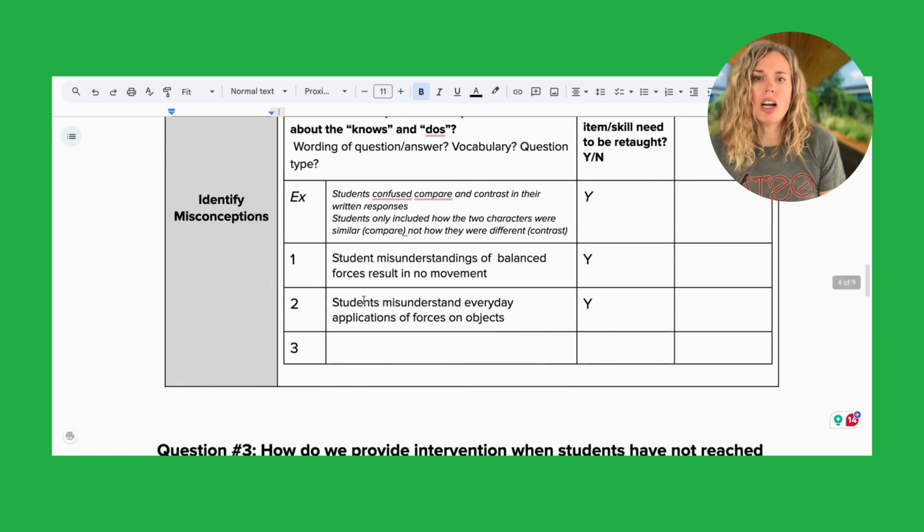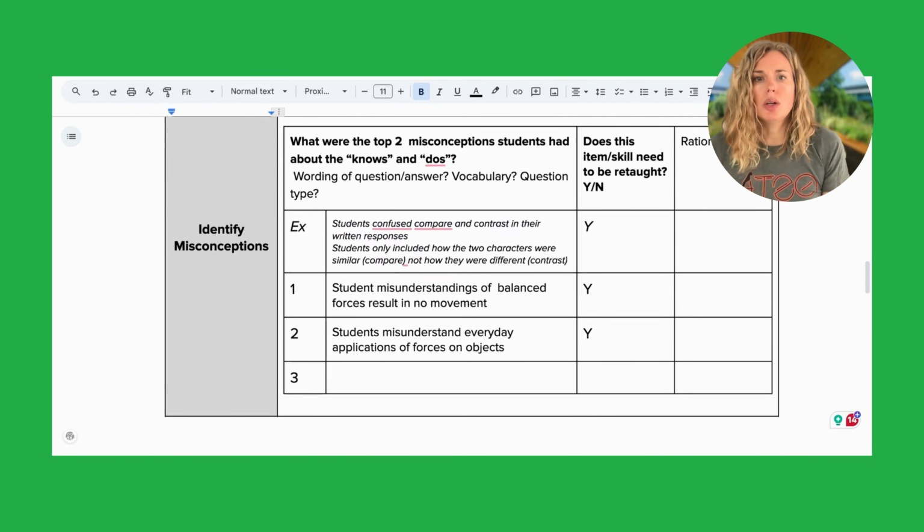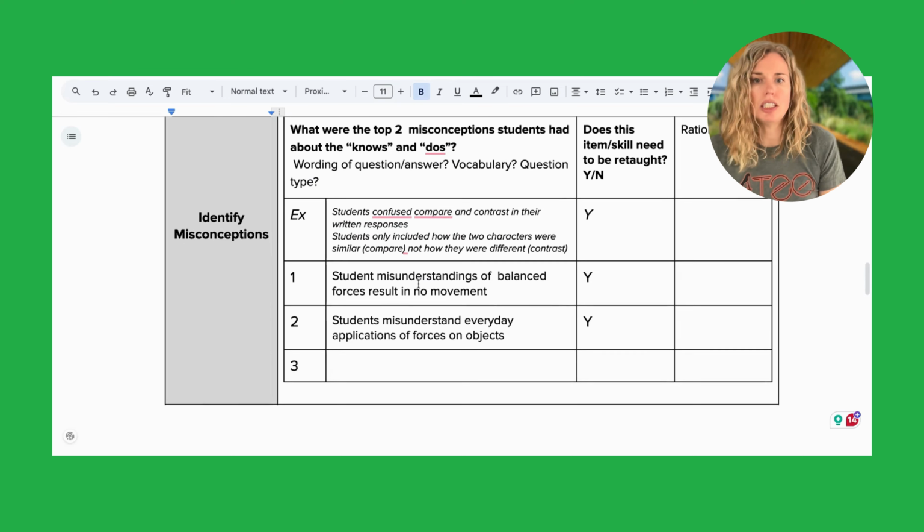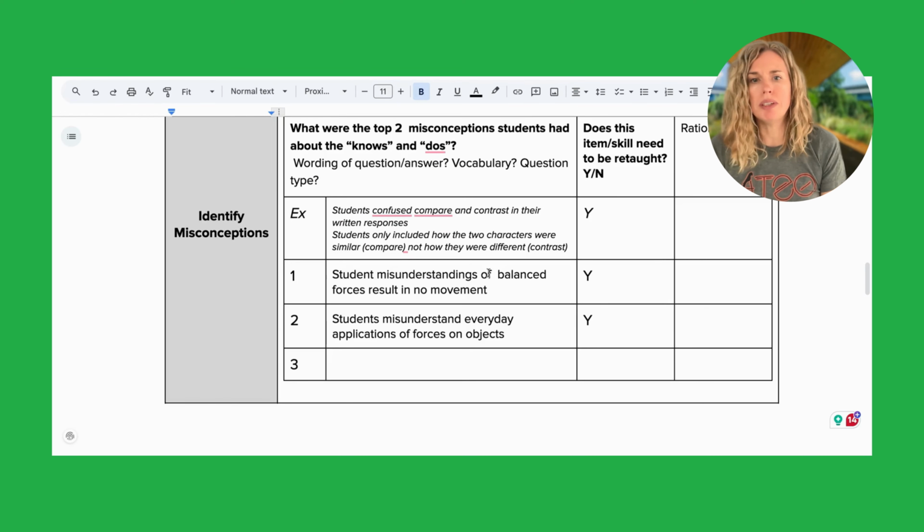So now that I have my no-do table completed, I can move back into question 2, and I'm going to focus on my student misconceptions. So I'm going to directly use those no's and do's from the table to figure out where students had their misconceptions. So I identified these two. Students had misunderstandings of balanced forces resulting in no movement, and students misunderstand everyday applications of the forces that are on objects. And I said, yes, both of these skills need to be retaught.